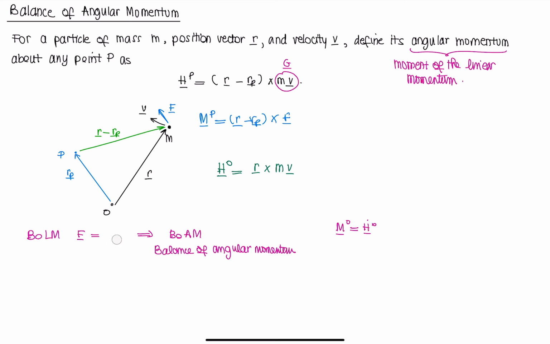And it's actually analogous to the balance of linear momentum. So the balance of linear momentum says that the sum of the forces acting on a particle is equal to the rate of change of linear momentum. And then the balance of angular momentum says that the sum of moments acting on a particle about point O is equal to h dot O, the rate of change of the angular momentum of the particle about O.